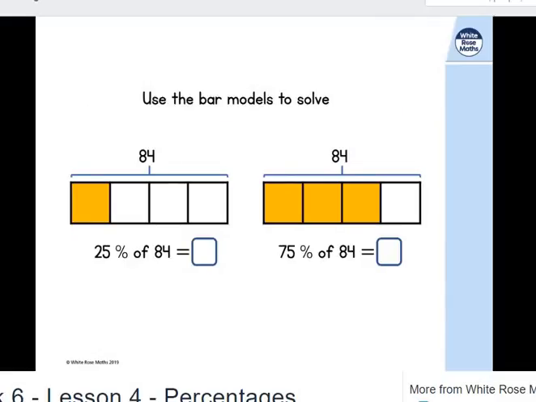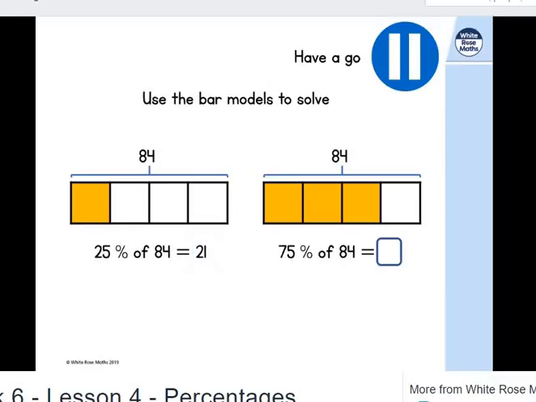So, can you use the bar models to help you solve these two? Pause the video, have a go for yourself first. Let's have a look then.